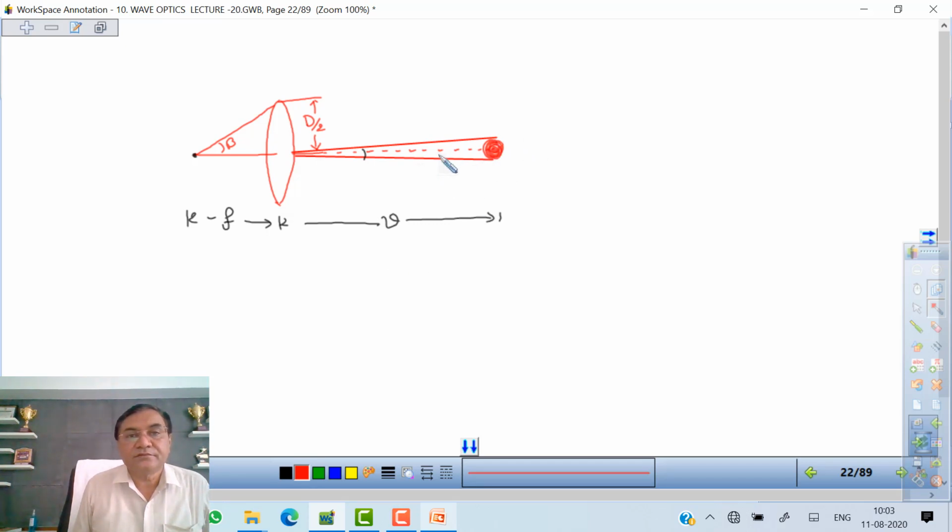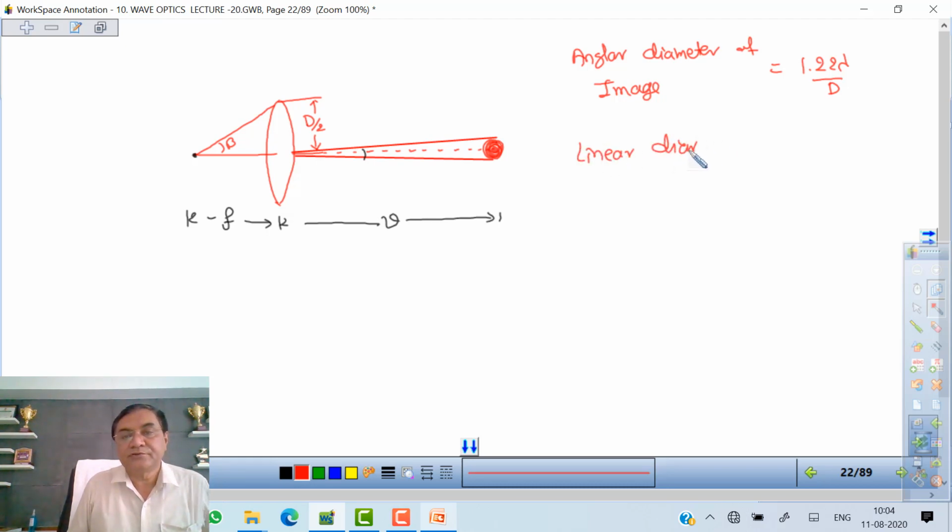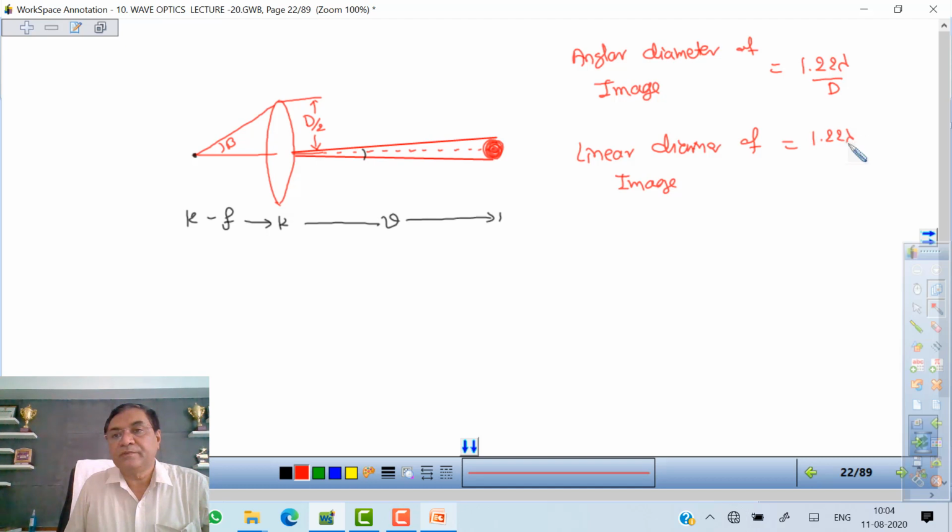So this angular diameter of image is equal to 1.22 lambda upon d. This is the angular diameter. And what is the linear diameter? So the linear diameter of the image is equal to this angle, 1.22 lambda upon d, into distance V, so you get the linear diameter. Okay, this is the linear diameter.